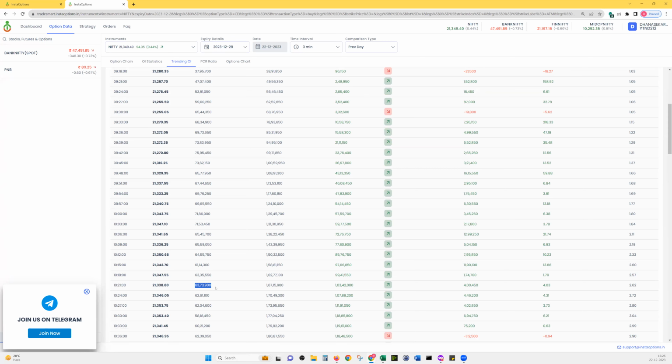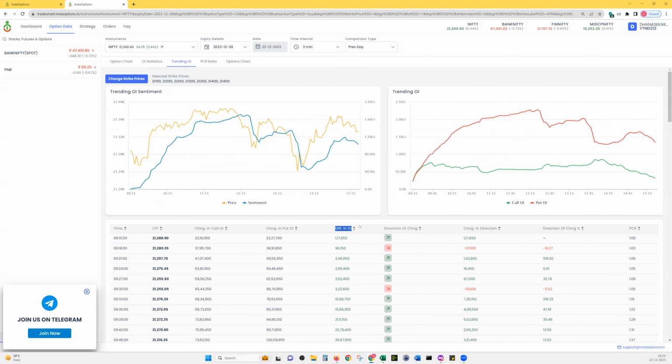Now, what's your view in the market? The market will be bullish or bearish? Okay, and see, the cumulative difference in open interest will give us an understanding whether the market is bullish or bearish. And we have plotted the value over here.